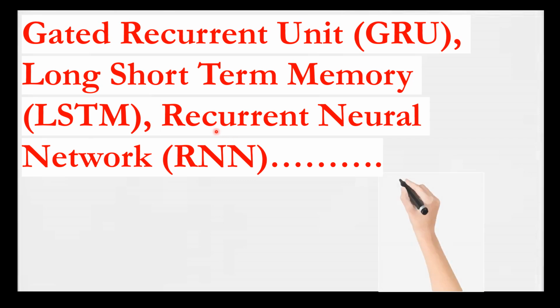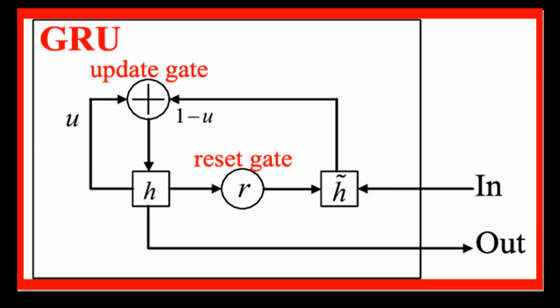Nowadays, deep learning models have taken the world by storm, revolutionizing fields like image recognition, speech synthesis, and natural language processing. Among these advanced algorithms, three stand out as particularly transformative: gated recurrent unit, recurrent neural network, and long short-term memory. Today we will understand what makes these models so revolutionary. So let's get started. The first is gated recurrent unit.